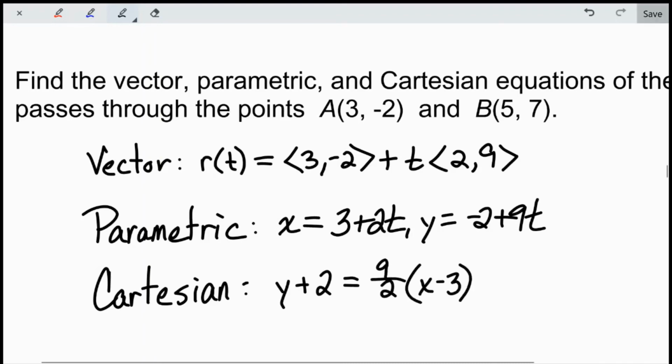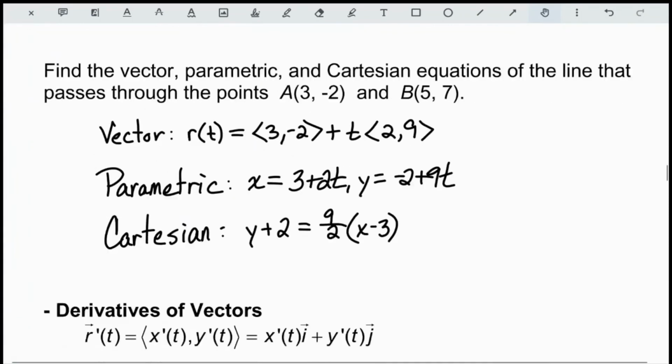So all 3 of these are displaying the same information, just in slightly different ways. And if you notice here, my slope of 9/2 actually shows up here. I can see my y direction was 9, my x direction was 2. So the y over the x gives me 9/2. So that slope matches up. Okay, so again, really easy to do. A lot of this is just review as you go through this.